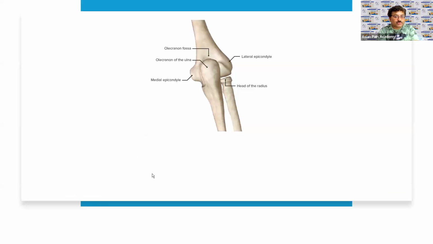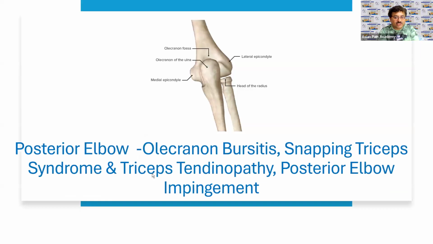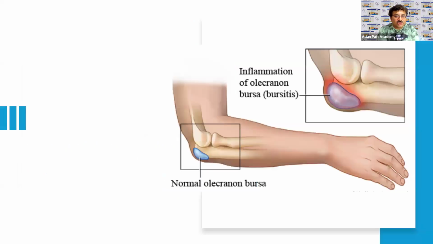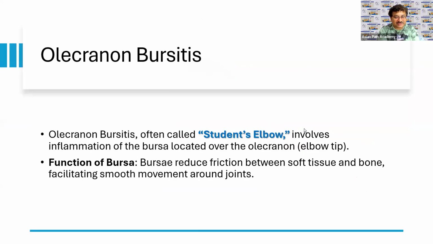Now coming to the last portion of it, that is the posterior part of the elbow. So posterior elbow, it is the olecranon bursitis. Sometimes there could be snapping triceps syndrome and the triceps tendinopathy, and posterior elbow impingement as well. So what is student's elbow? It is basically a subcutaneous bursa which remains near the tip of the olecranon process, and repeated friction causes bursitis and accumulation of fluid at the bursa.